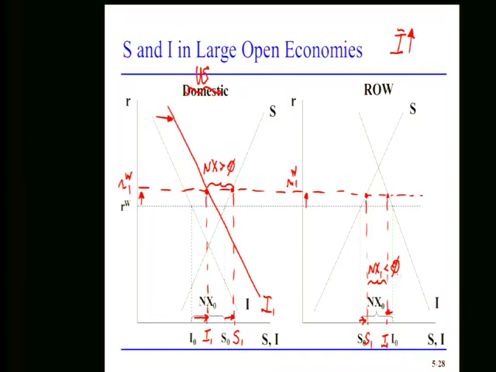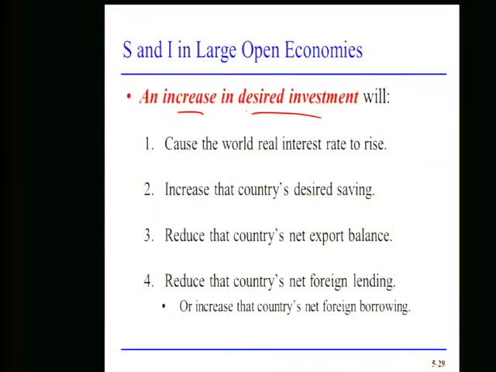Okay, so here what we can see then, again, an increase in desired investment caused the real world interest rate to rise, and increased the country's desired saving. By the way, it'll also increase the country's desired investment. That's the shock that happened. We reduced our net export balance. Our surplus got smaller, which also means that we reduced our net foreign lending. And from the rest of the world's perspective, we also reduced our net foreign borrowing. Had we been a borrower to begin with, or had this shock happened in the rest of the world, we would have to increase our net foreign borrowing.